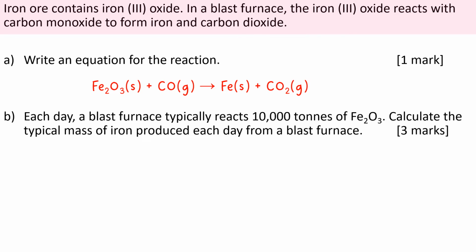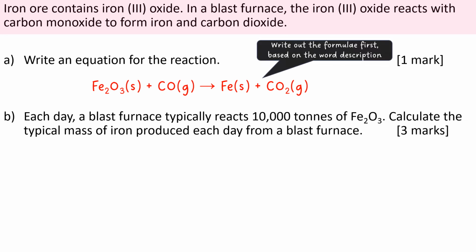In iron 3 oxide, it's an ionic compound, so strong electrostatic attractions between oppositely charged ions would suggest it's going to be solid at room temperature. Carbon monoxide is a very small molecule, so therefore relatively weak intermolecular forces between adjacent molecules, so it's going to be gas. Iron is going to be a solid because it's a metal, and carbon dioxide we know is a gas already, so it should be possible not just to construct the equation but also put the state symbols in.